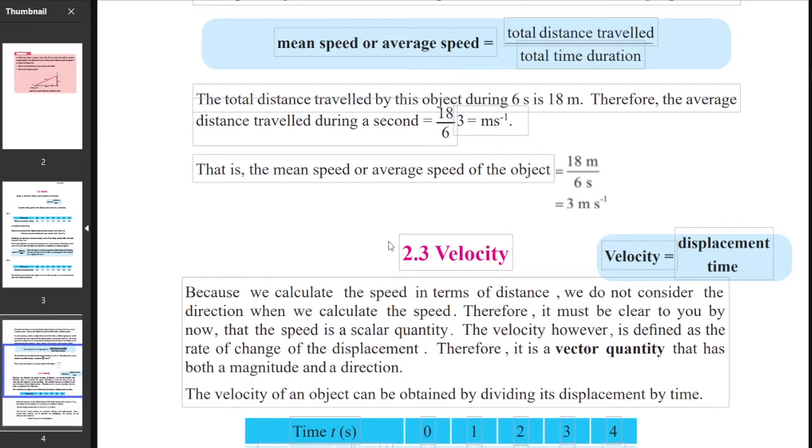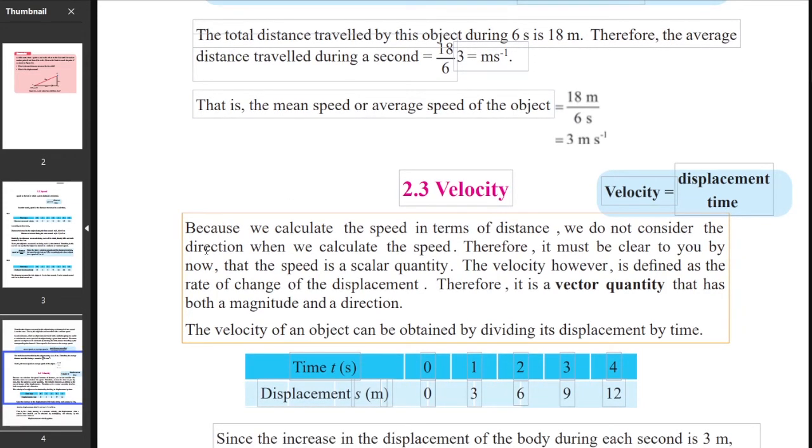Why is speed scalar? Speed is the rate of distance, isn't it? Distance is measured without any direction. But velocity is the rate of displacement. Displacement means the length of the path in a particular direction, isn't it? So it mentions the direction too. So velocity differs from speed.